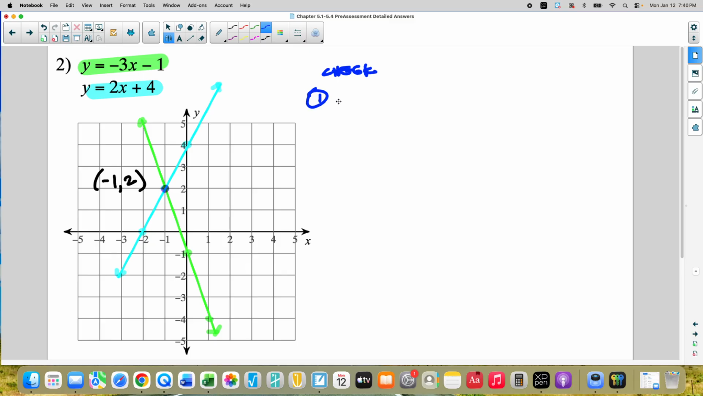So I'm going to check the first equation, y equals -3x minus 1. My y value is 2. My x value is -1. 2 equals 3 minus 1. 2 equals 2. And we know that this point is on this line. When it checks and it comes out true, we know this point is a solution to this.